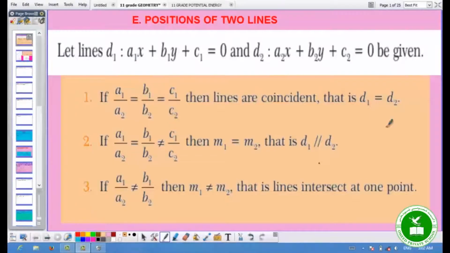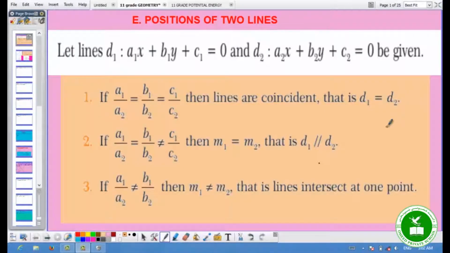Today in this session, we are going to study some topics of 11th grade geometry. We start from the remaining topics, and today's first topic is positions of two lines. Positions of two lines means the geometrical relationship between two lines.